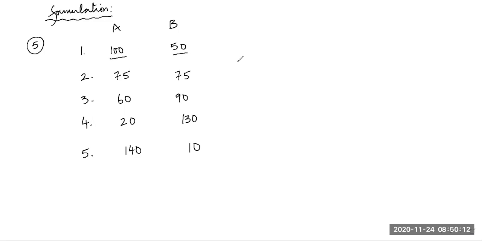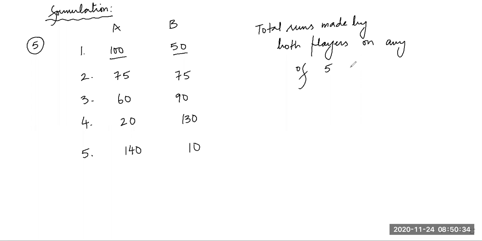We are able to see some interesting things in the total number of runs. Anyone can see the total runs made by both players on any of the 5 days is equal to, anyone can tell me, 150. 100 plus 50 is 150, 75 plus 75 is 150, 140 plus 10 is also 150.